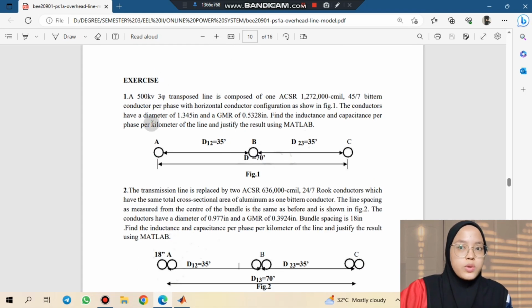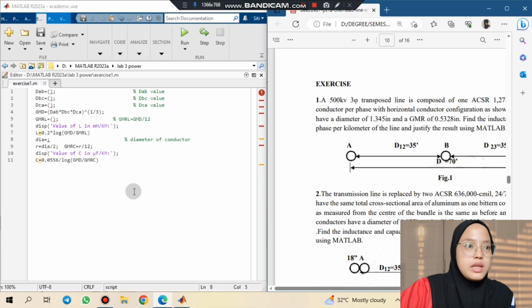In exercise 1, the question asks: a 500 kilovolt three-phase transposed line is composed of one 1,272,000 cmil, 45/7 bittern conductor per phase with horizontal conductor configuration as shown in figure 1. So this is figure 1. The conductors have a diameter of 1.345 inch and a GMR of 0.5328 inch. Find the inductance and capacitance per phase per kilometer of the line and justify the result using MATLAB. So let's take a look at MATLAB.